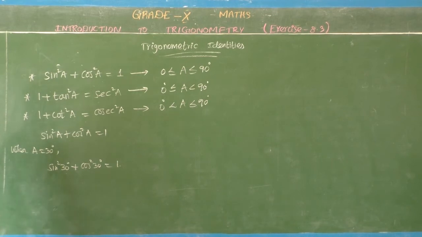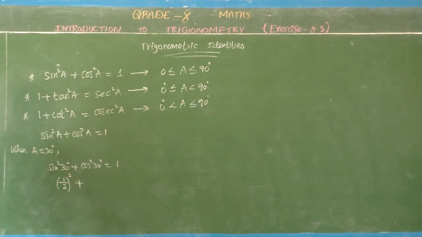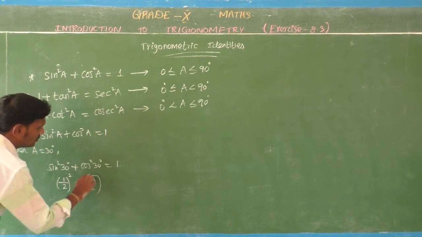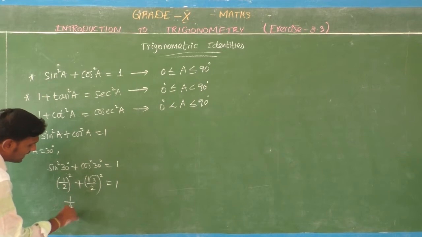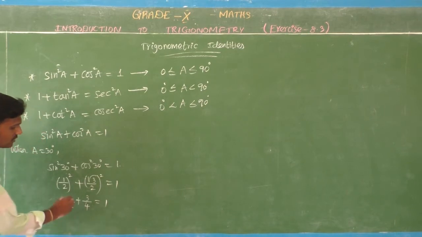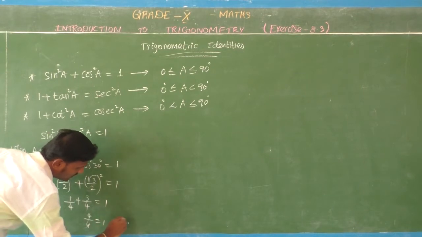You know the value of sin 30 degree is 1 by 2. So 1 by 2 the whole square plus cos 30, which is root 3 by 2, the whole square, is equal to 1. Now squaring, we get 1 by 4 plus 3 by 4, since root 3 the whole square is 3 and 2 square is 4. So we have the same denominators: 1 plus 3, 4 by 4 equal to 1, so 1 equal to 1.